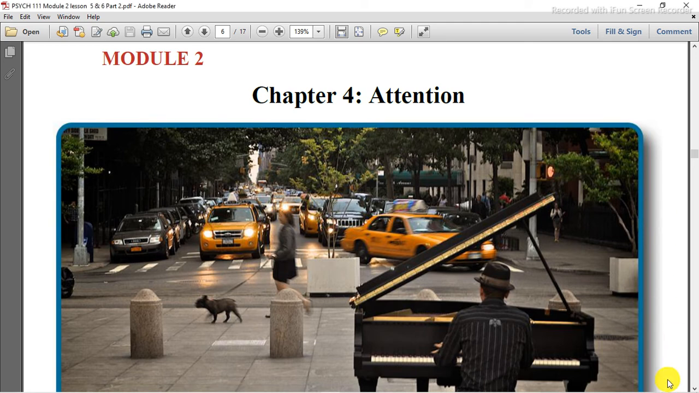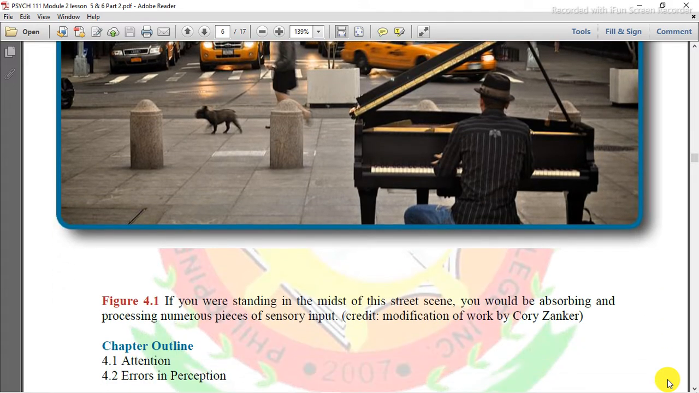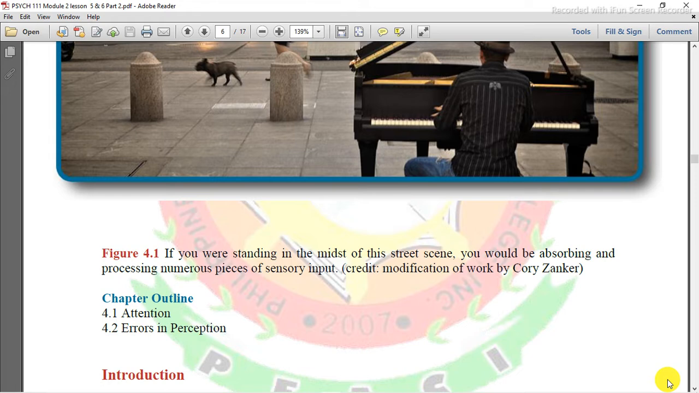Good day, everyone. This is already our topic on attention, and by the way, it's our module right now, and we're going to tackle attention. So our outline is attention and errors in perception.